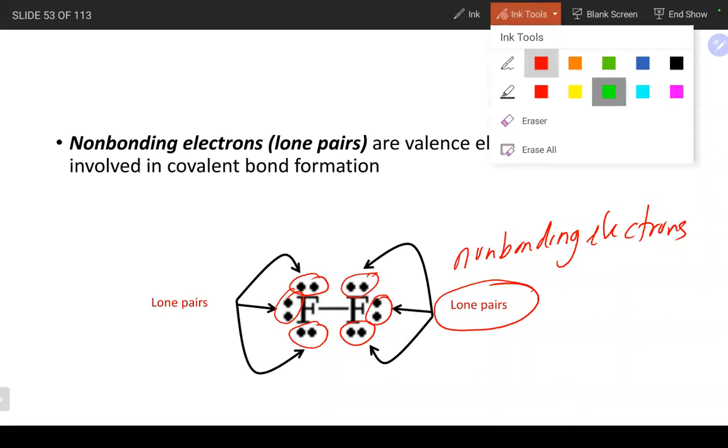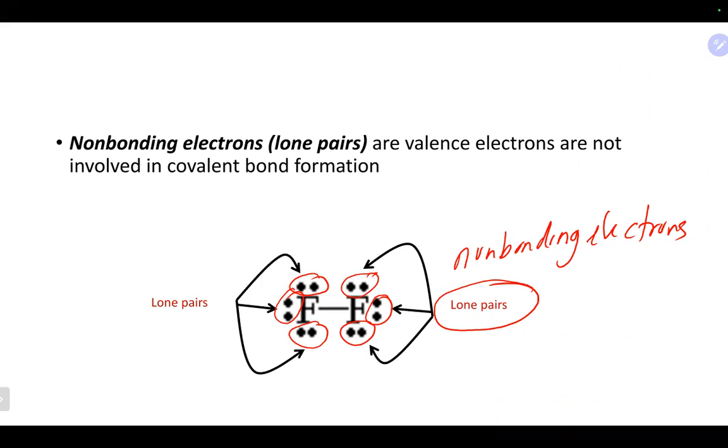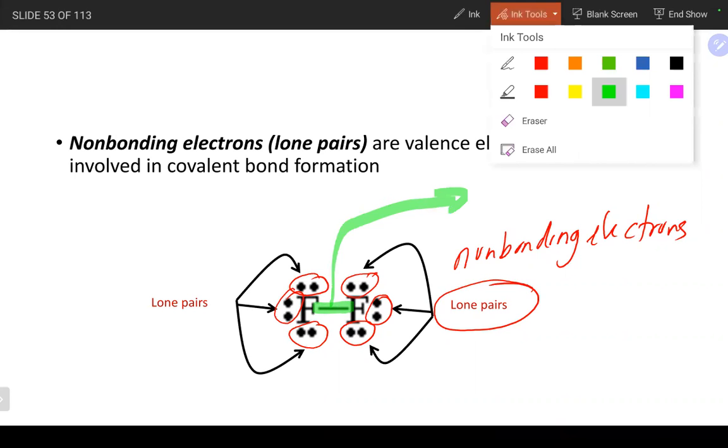Now, there's also obviously another pair of electrons there that is involved in bonds, and that is that guy right there. And as you might imagine, it also has a very creative name.